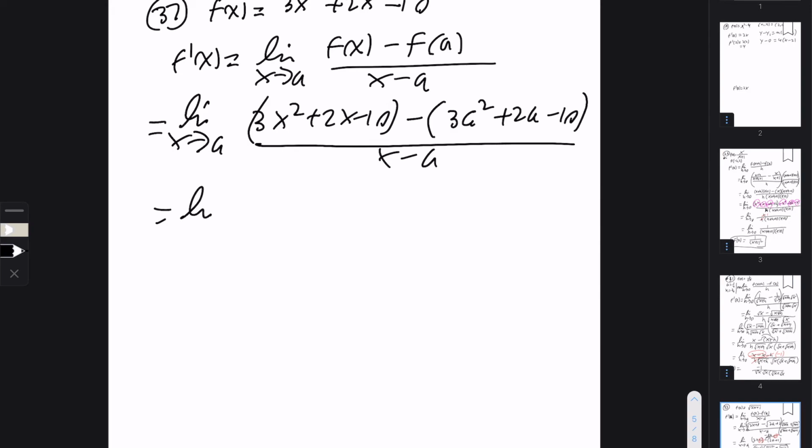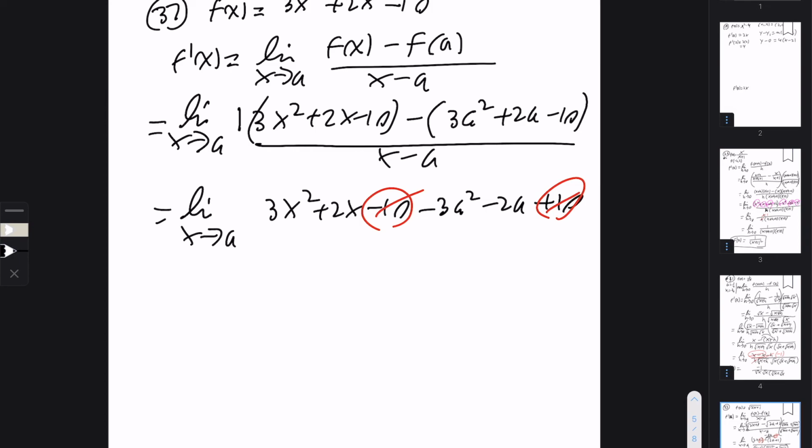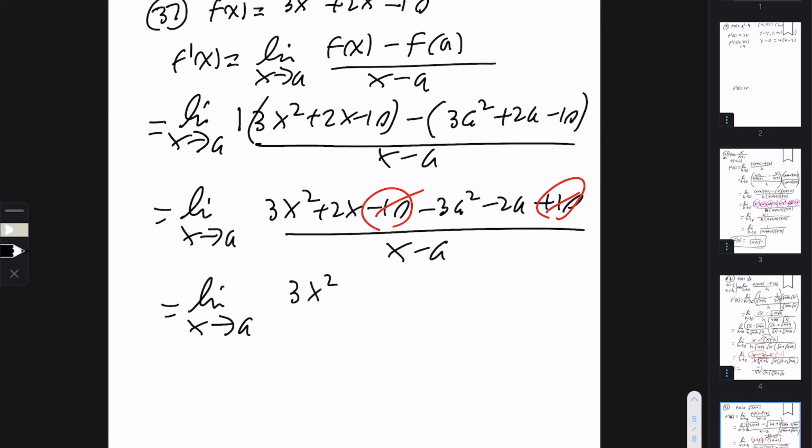So on top, I'm going to distribute. There's a 1 there you don't see. So I distribute the 1, which doesn't change anything. But then I distribute the negative, and we get this. 3x squared plus 2x minus 10 minus 3a squared minus 2a plus 10. And the minus 10 plus 10 cancel. And that's all over x minus a. So we need to continue in the process of trying to factor and cancel. So we get 3x squared. I'm going to do something weird here. I'm going to move the 3a squared next, then the 2x. I'm just reassociating associative properties.